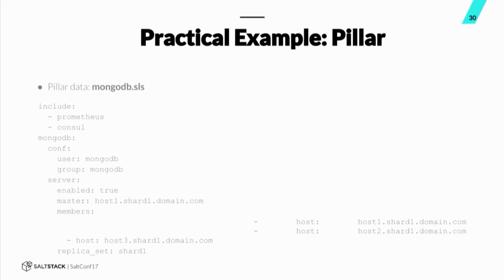And then you'll notice there's some other information here about the server, telling you whether the server should be enabled, who the master is for the shard, and the members of them, which somehow got crazily formatted. Thanks, Google. And then what the name of the replica set is, right? So this is just boring configuration stuff. But you'll notice at the top, we also included the Prometheus and Consul ones. So let's look at those real quick, and then we'll come back.